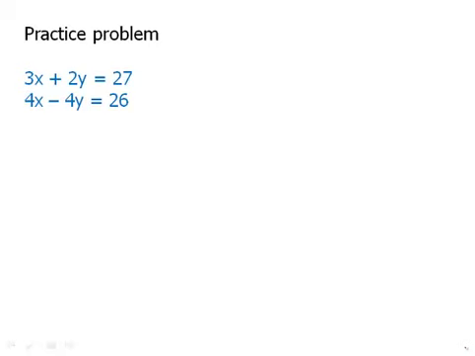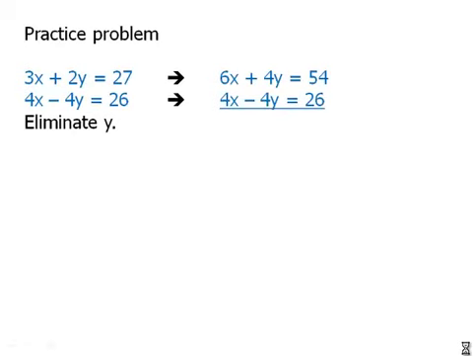Okay, well notice that the coefficients of y, positive 2 and negative 4, one is a multiple of the other. So that would be the better choice. It would not make sense to eliminate x here. It would be much more strategic to eliminate y, because all we'd have to do is multiply that top equation by 2. Multiply the top equation, every term, by 2. Then we have a plus 4y and minus 4y.